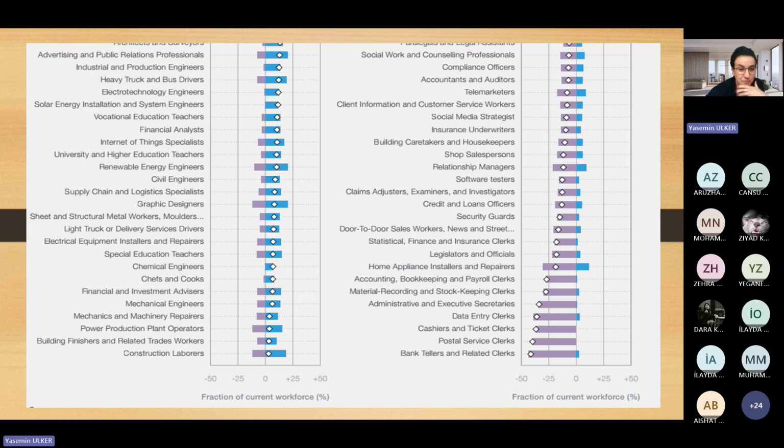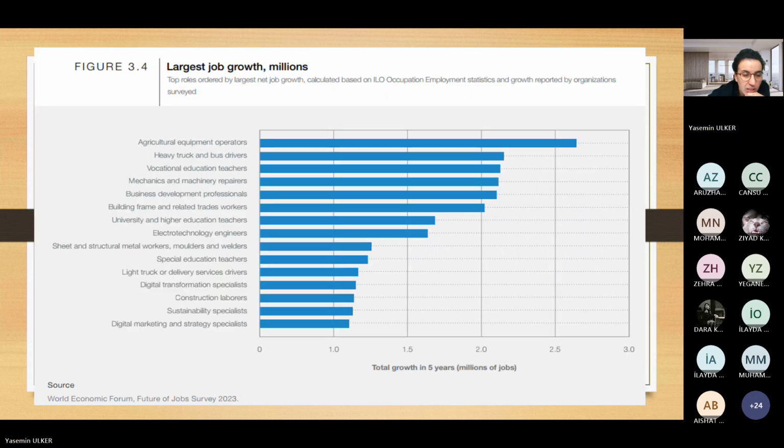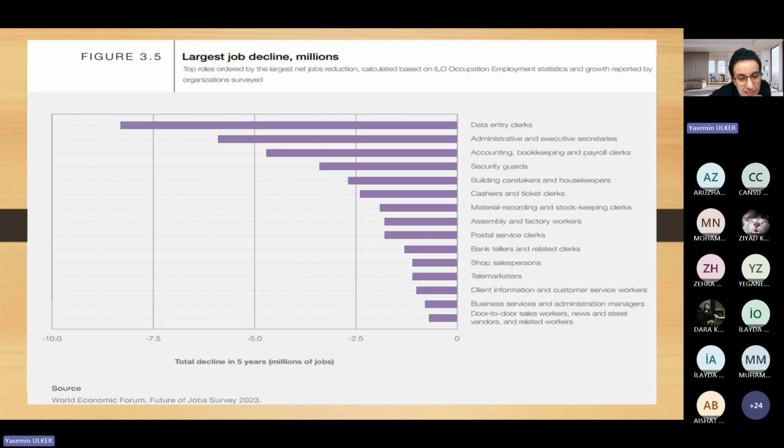I don't know if this makes you sad. I'm not sure. But our purpose is to increase our soft skills. So largest job growth: agriculture equipment operator, heavy truck driver, vocational school teacher, mechanics, machinery, business development professional, sustainability specialist again. Data, I already said, look.